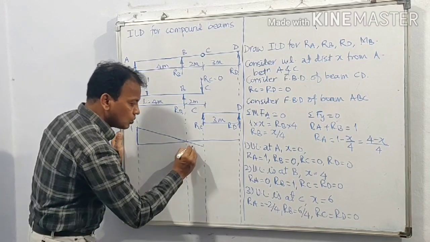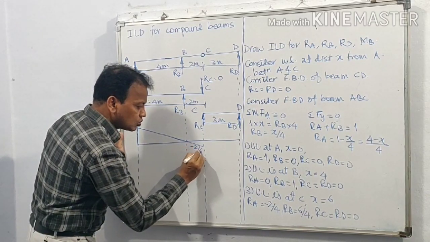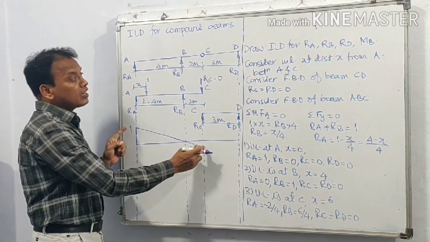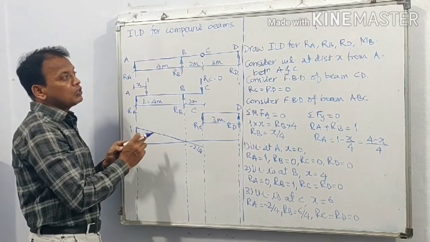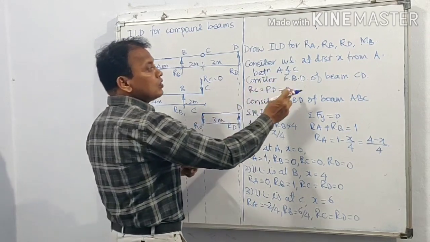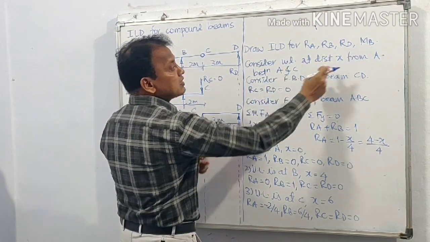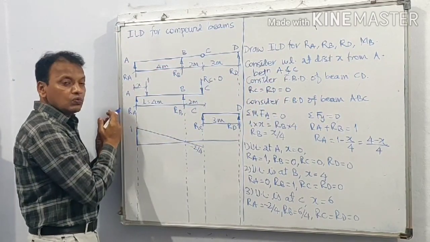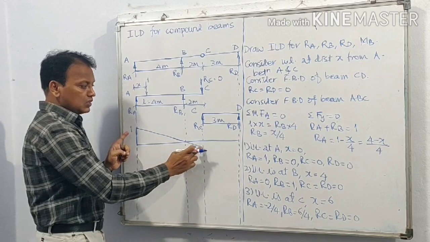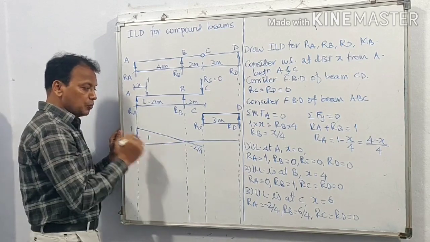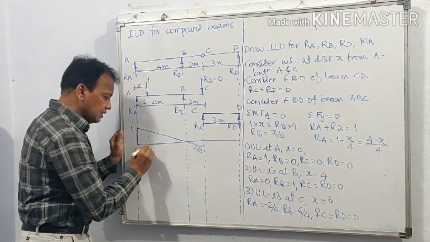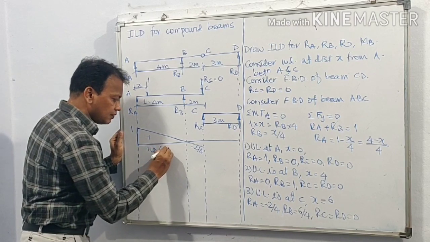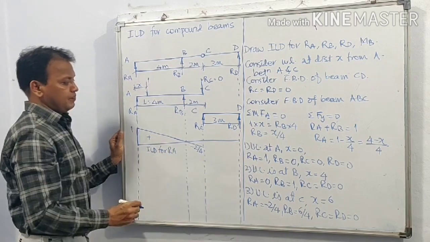So this is 1, 0 and minus 2 upon 4. Up till here we have drawn the influence line diagram up to C only, because we have considered unit load at distance x between A and C only. Therefore we have considered unit load moving from A to C. That's why the diagram is drawn up to C only. This is the influence line diagram for reaction at A.